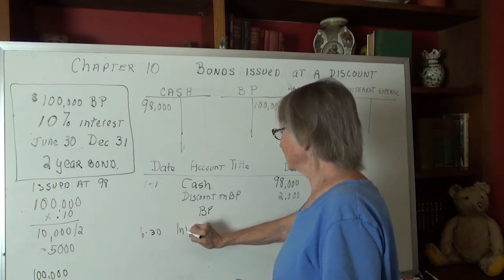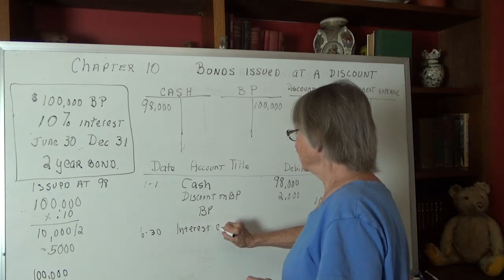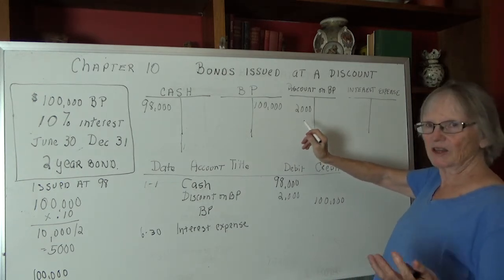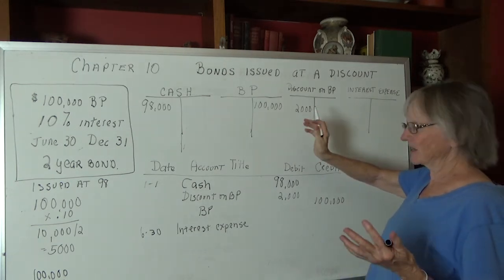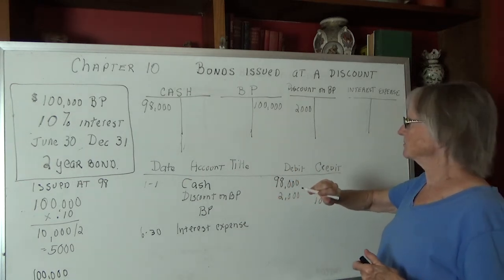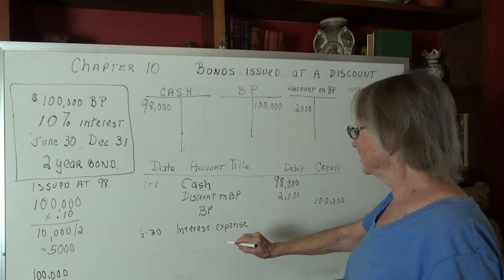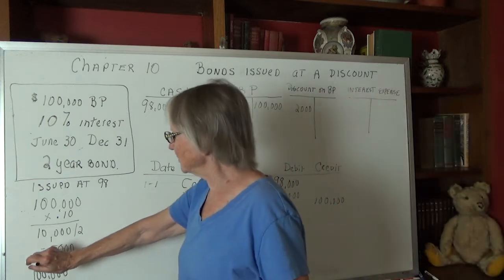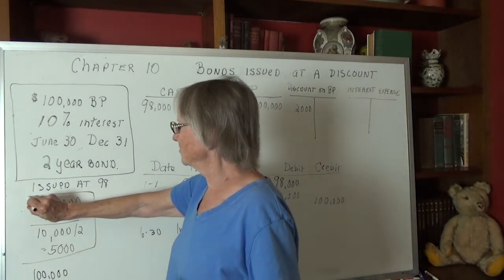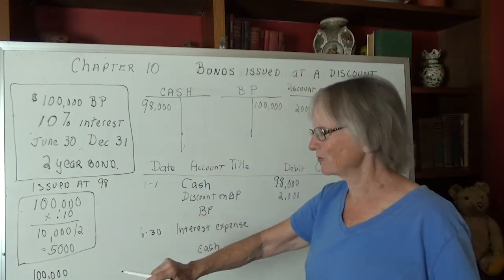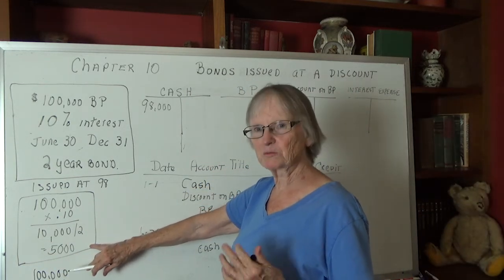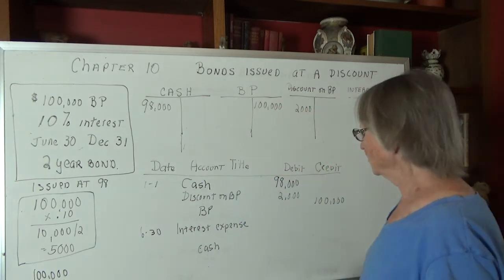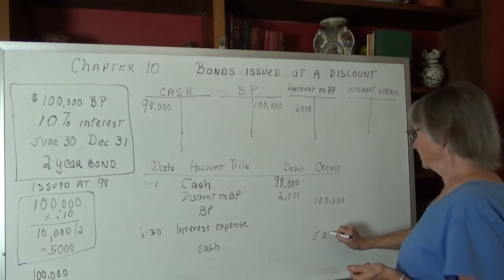So we're going to have interest expense, but with each interest payment, we're going to amortize some of this discount. All that means is we're going to take some of this discount and add it to the expense of each interest payment. We'll see how that's done. Okay, so we're going to have interest expense and we're going to pay cash. The amount of cash we pay is going to be the same whether the bonds are issued at a discount, a premium, or at face value, because the interest payment is based on the face value of the bond and that stated interest rate. So the cash we pay out is going to be $5,000.